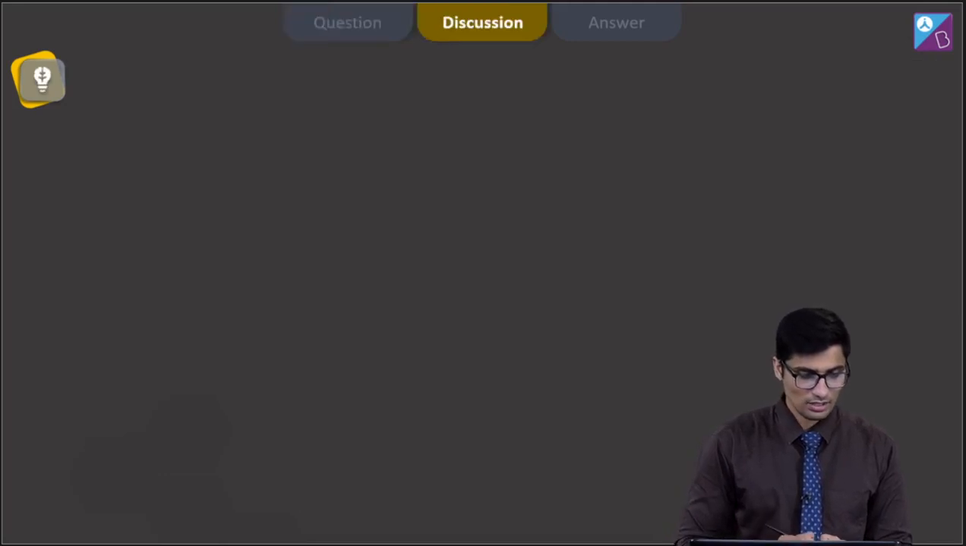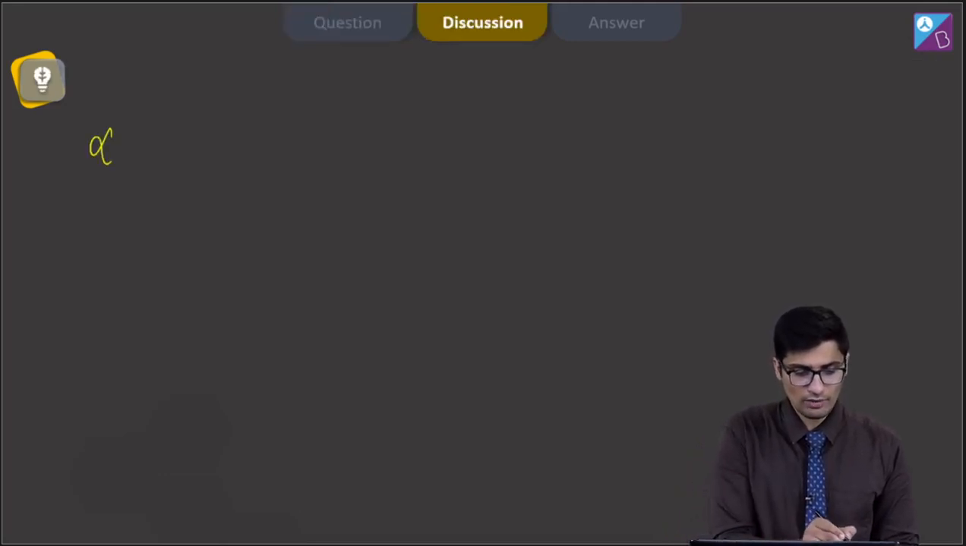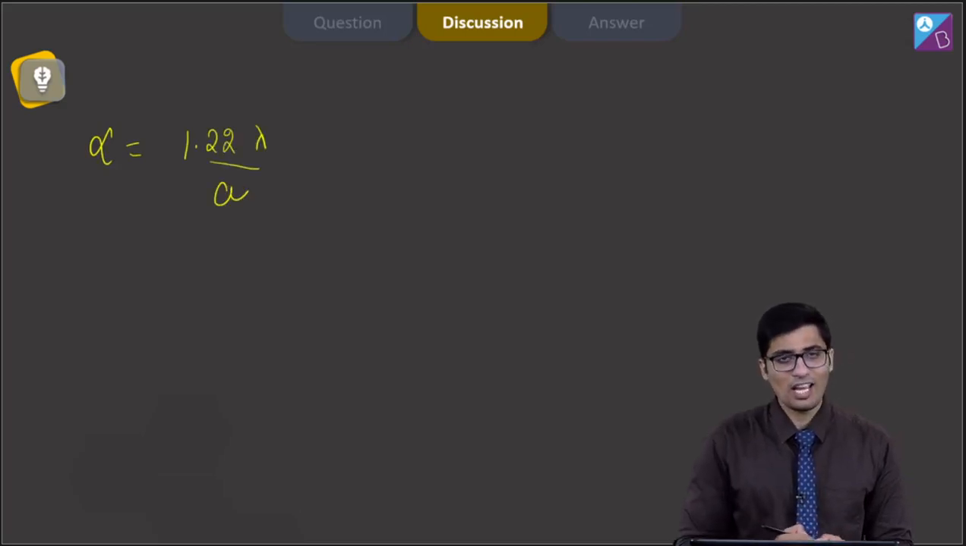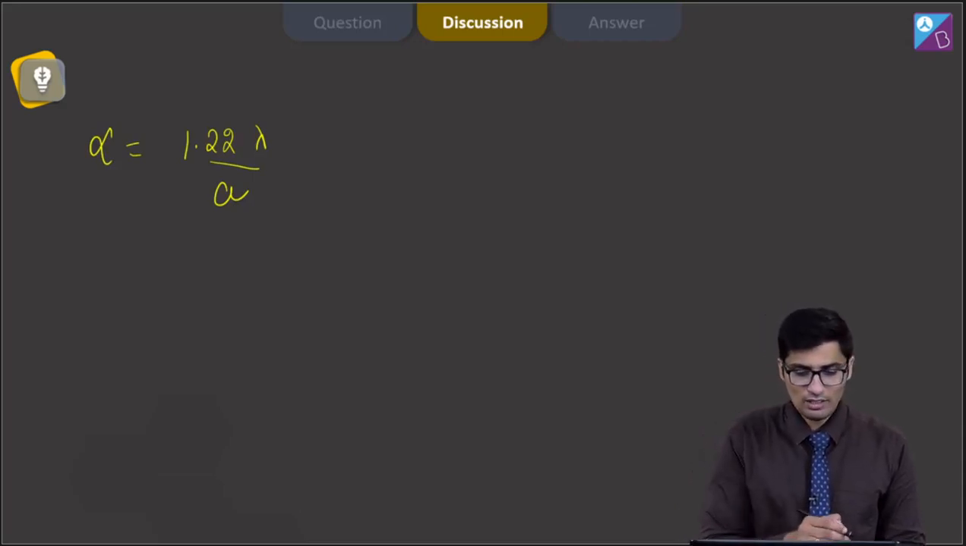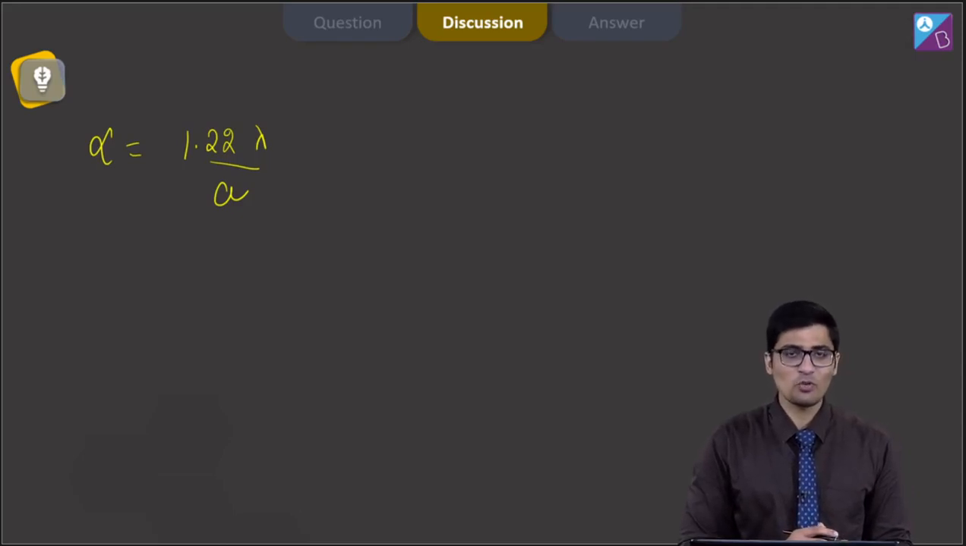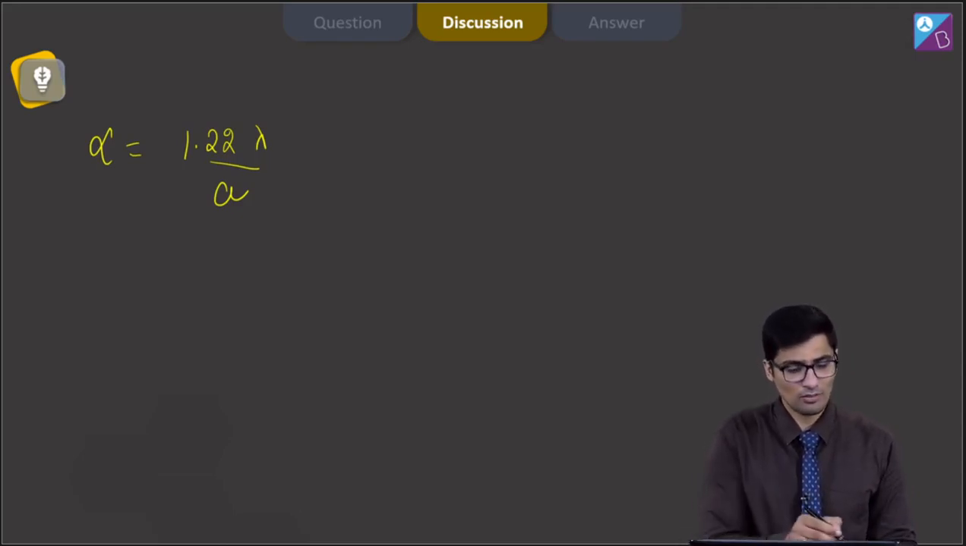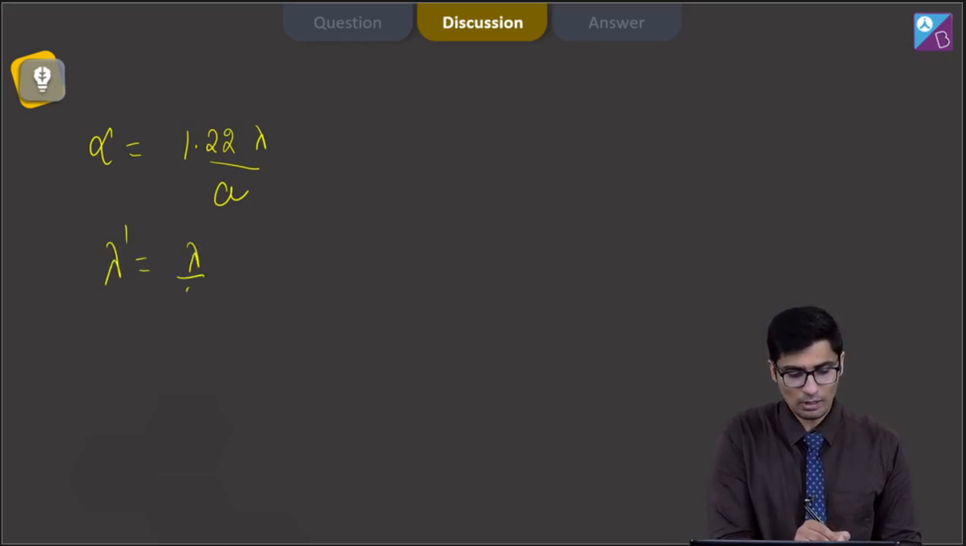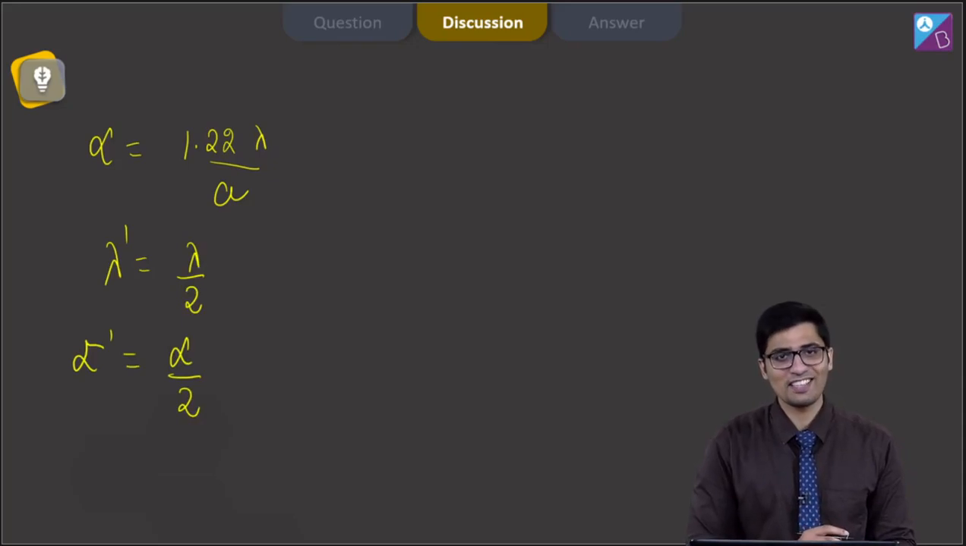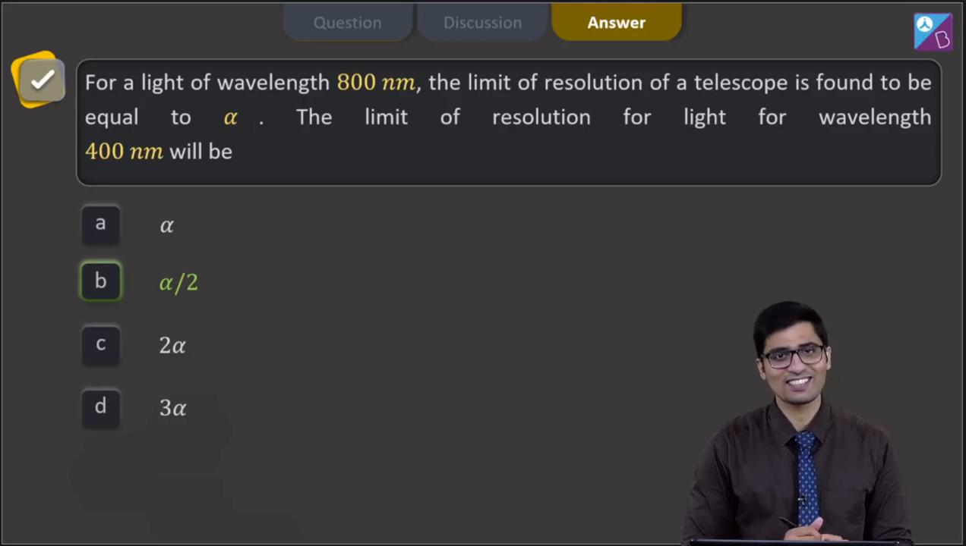Dear students, the limit of resolution has a value alpha equal to 1.22 lambda by A, where A is the diameter of the lens and lambda is the wavelength of the light used. Now, it is given that the wavelength reduces from 800 nanometer to 400 nanometer, which means that the wavelength becomes half. We can write down that lambda dash is equal to lambda by 2. Essentially, this means that alpha dash, that is the new limit of resolution, will be equal to alpha by 2, and hence the limit of resolution becomes half of its initial value. Therefore, for this question the correct answer is option B. Now, let us proceed to the next question.